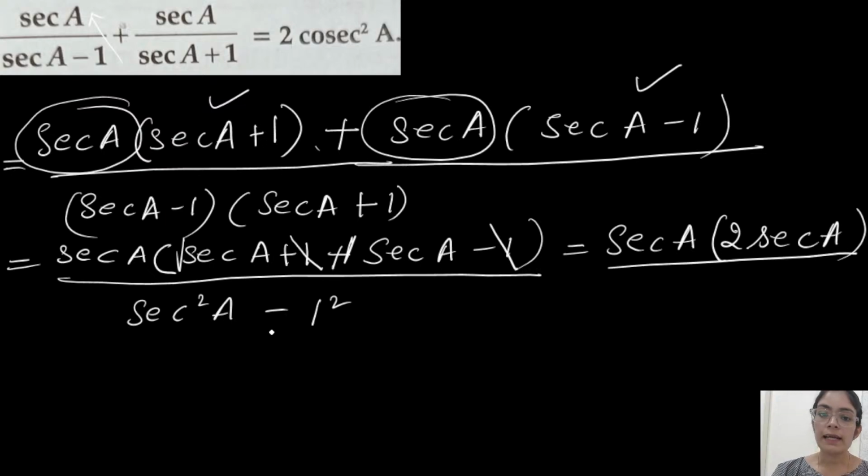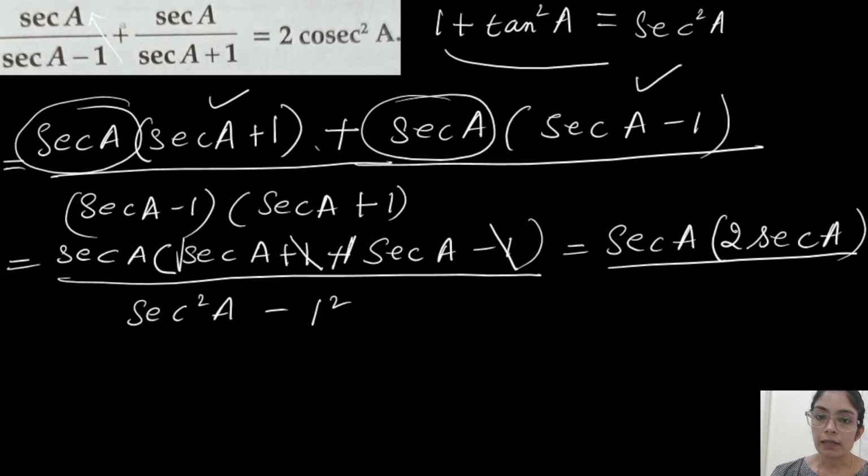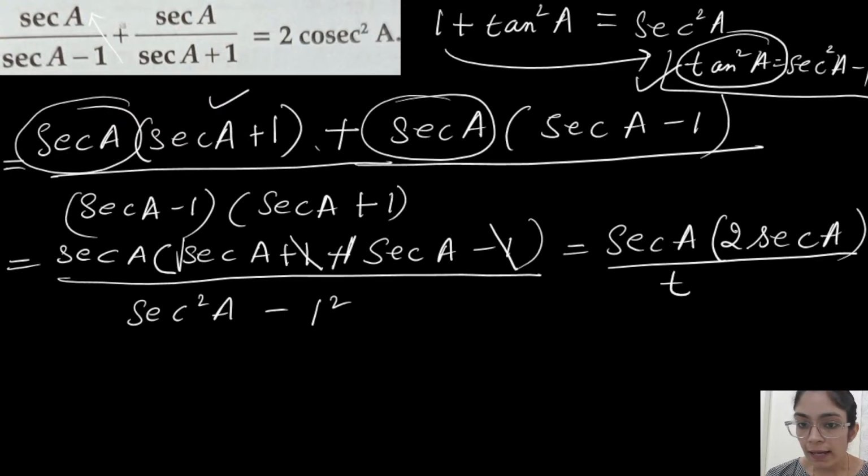So secant A, we have done one identity, or square relation. You can say 1 plus tan square A is equal to secant square A. Now if I shift 1 to the other side, it will become tan square A is equal to secant square A minus 1. So here I have got secant square A minus 1, which means this is equal to tan square A.